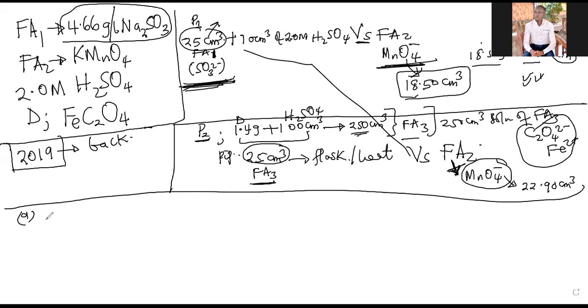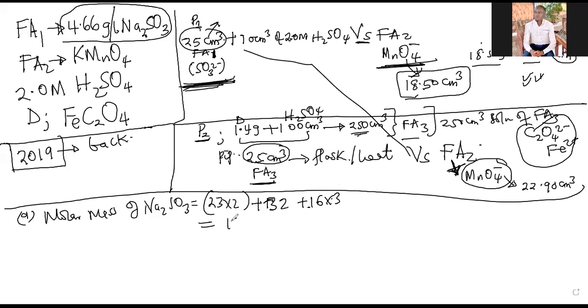So here, get the molar mass of sodium sulfite. I told you to show all the steps. Sodium 23 times 2, plus sulfur 32, plus oxygen 16 times 3. 48 plus 32, that is 80, plus 48, 128... you get 126 grams as the molar mass of sodium sulfite.